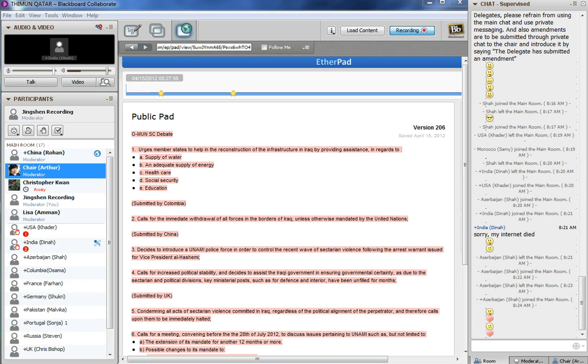The delegate apologizes because due to technical difficulties, she wasn't able to rephrase her question, so she will do so now. How does the delegate of Colombia propose member states help in the reconstruction of Iraq's infrastructure, as the delegate of India feels this clause only states what they may need help with, but does not provide a specific solution?